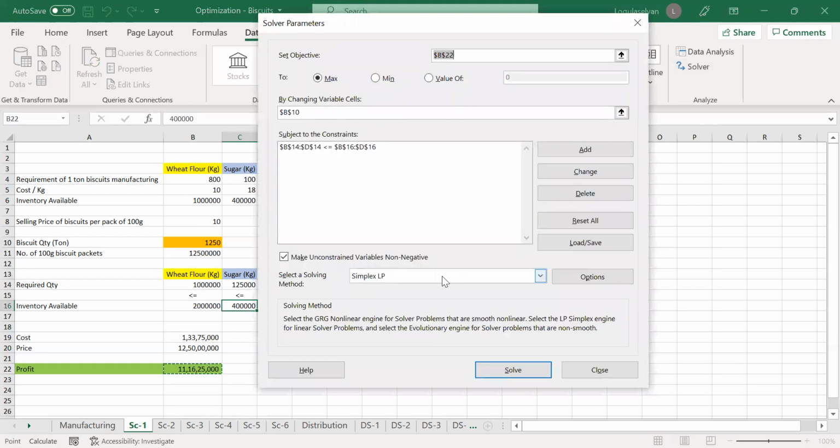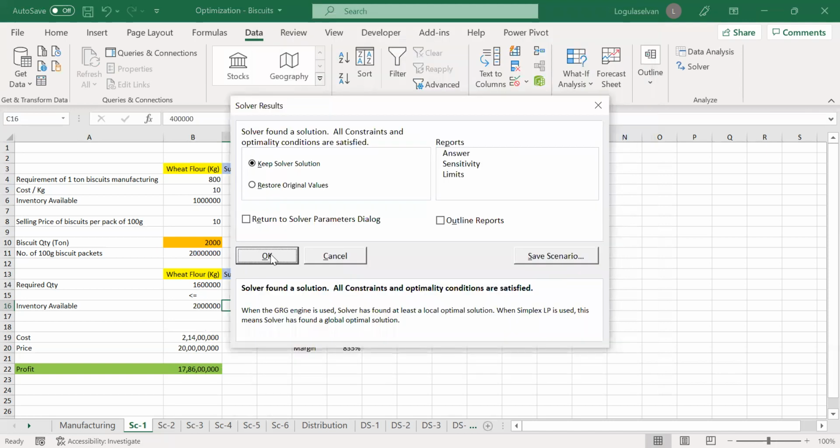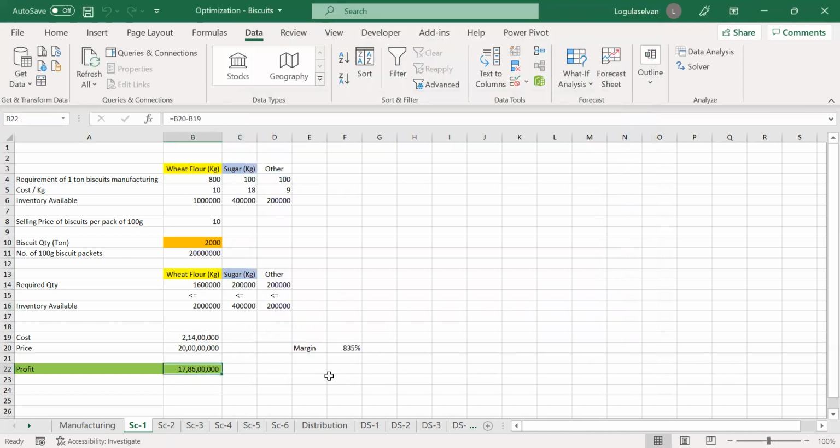If you increase the inventory, the earlier profit was something around 11 crore 16 lakhs. So now we will see, by doubling the inventory of wheat, what is going to be the profit of the company. See, the company can make a profit of around 17.86 crore, which is an increase of approximately 6.5 crore. The company is making a profit.